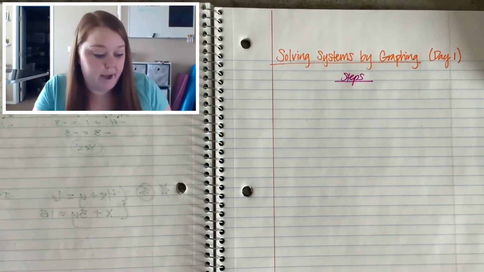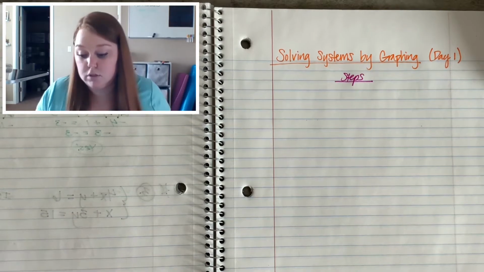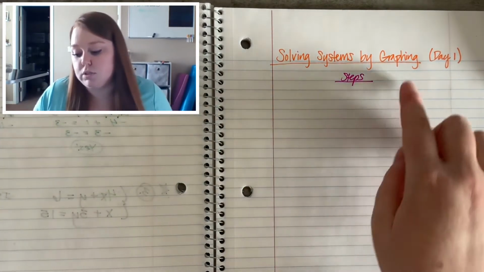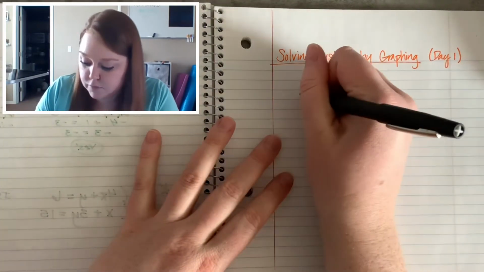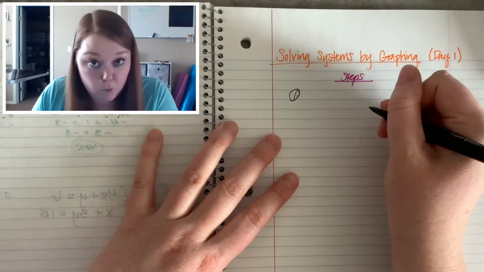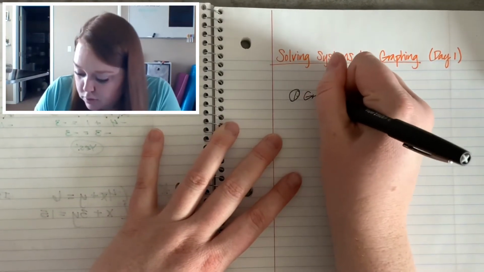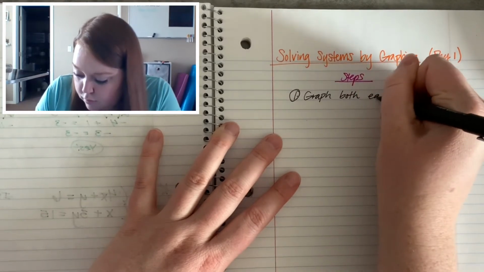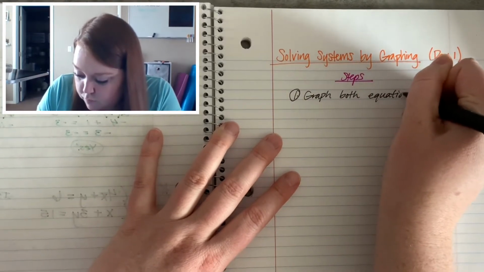Okay, so how you find the answer or solution to a system by graphing is the first thing you're going to do. Step one is to graph both equations.